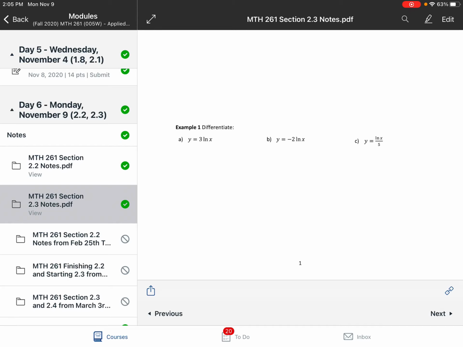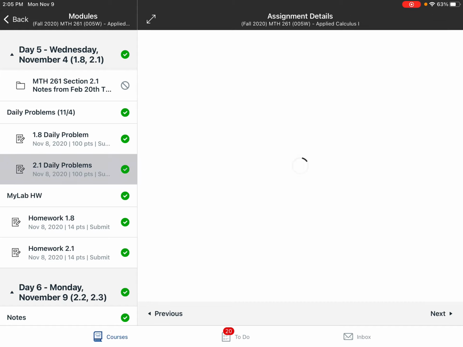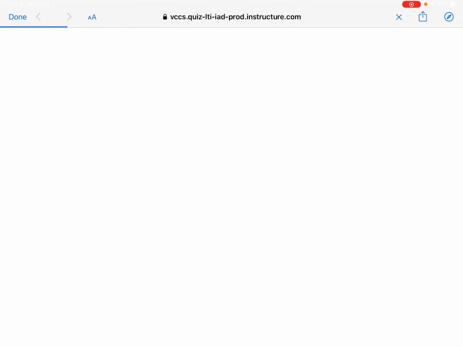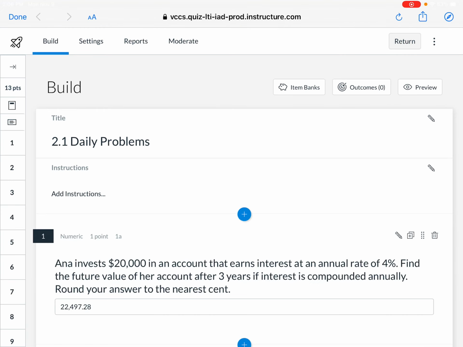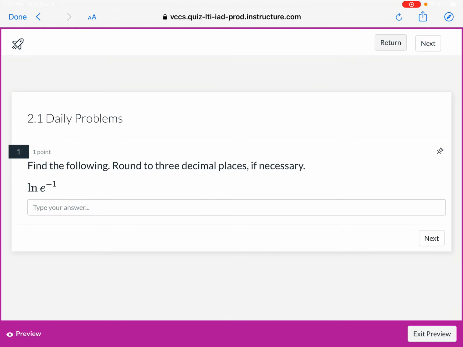Hi, I'm going to go over the 2.1 daily problem for my calculus students. We'll take it as a student. This is a Canvas quiz. I'm going to click on preview so that we can take this together. Find the following, round to 3 decimal places if necessary.